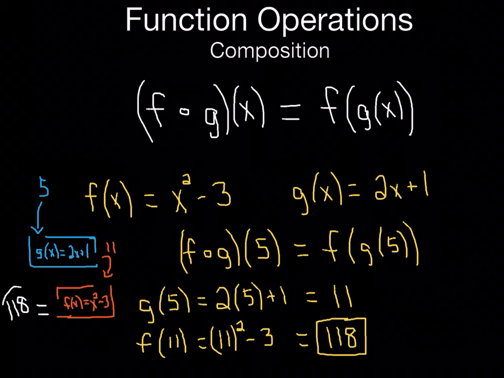And so this is your end result. So it's kind of like putting something through a machine, and then it comes out and goes into another machine, and that gives you your final answer. So this is how you do a composition function. Let's take a look at some more examples.